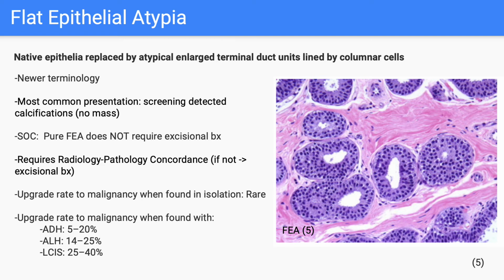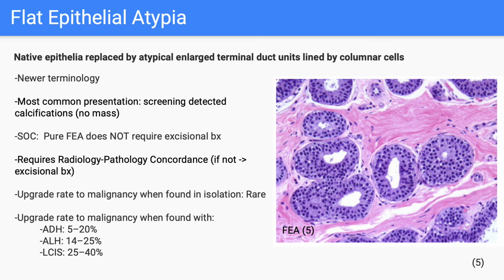Similarly to the other 2 pathologies we've discussed, the most common presentation is screening detected calcifications, where there is no mass on physical exam. The standard of care for pure FEA is that it does not require an excisional biopsy. However, similarly to ALH, it does require that radiology pathology concordance. If that is not seen, then you do have to go forward with an excisional biopsy.